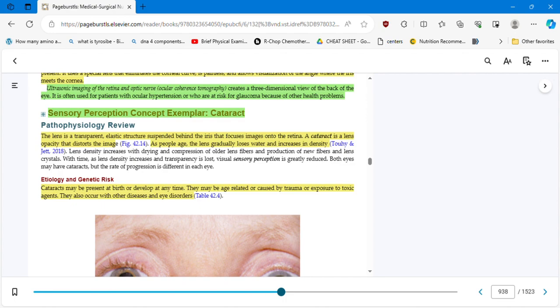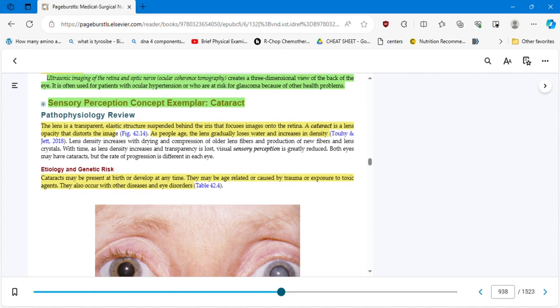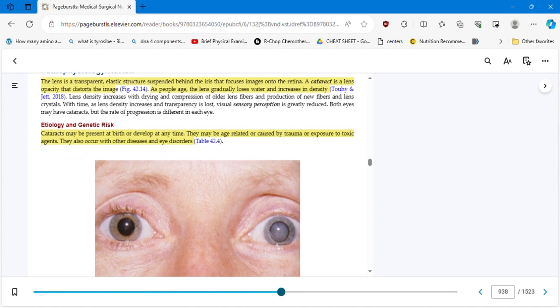So we know cataracts is related to the lens of the eye, right? The lens is a transparent, elastic structure suspended behind the iris that focuses images onto the retina. A cataract is a lens opacity that distorts the image. As people age, the lens gradually loses water and increases in density. People with hypertension, diabetes, and thyroid problems are at high risk of developing cataracts.